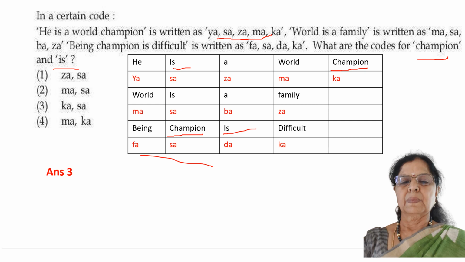Look at the code words which are common. So "sa" is common. Sa is here also, sa is there, and ka is there. Here also ka. So it should be between these, but we don't know which is which. The two codes are sa and ka, but we don't know which is for "is" and which is for "champion".